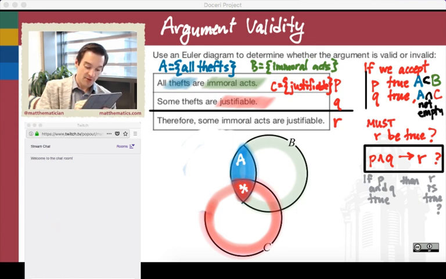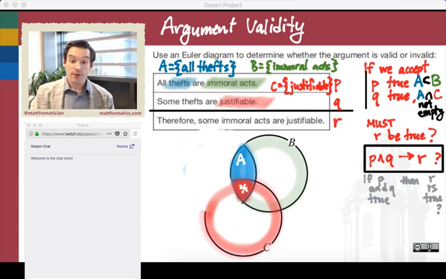So this asterisk that I just drew in here is an element of the set A, and it's an element of the set C. This is probably Jean Valjean stealing a loaf of bread, right? It's a theft that is justifiable. And this premise is granting that such a thing exists. So there is some element sitting here in the intersection of A with C.